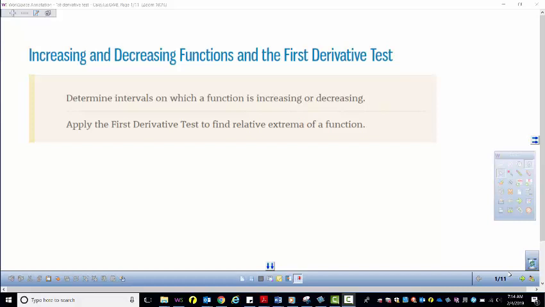Okay, so in today's lesson, we are going to determine intervals on which a function is increasing or decreasing, and then we are going to apply the first derivative test to find relative extrema, min or max. Remember, this is just the relative min or max of a function.